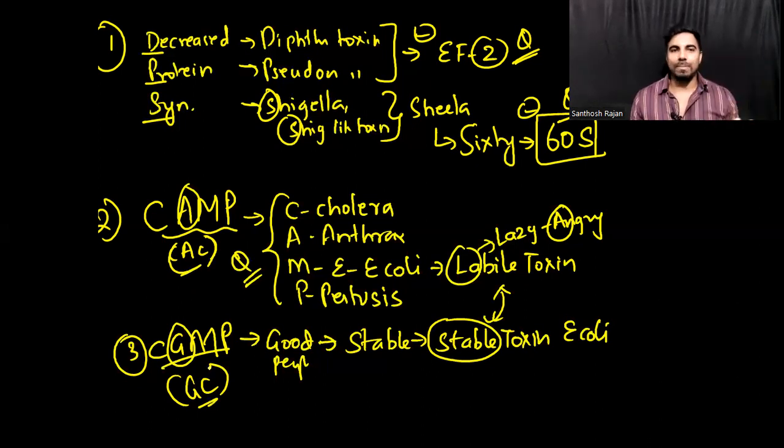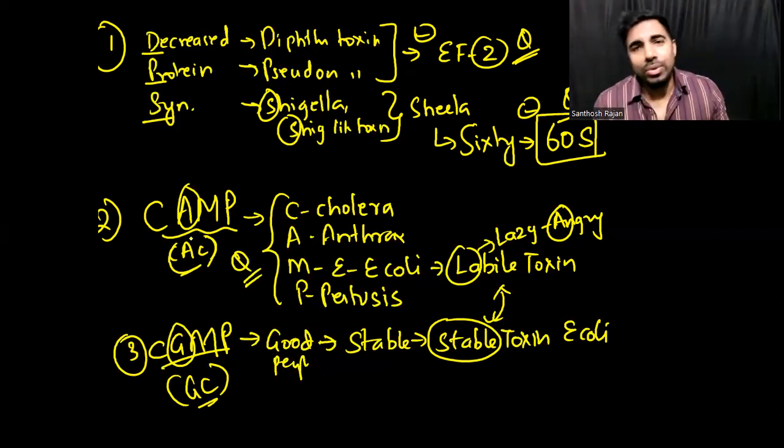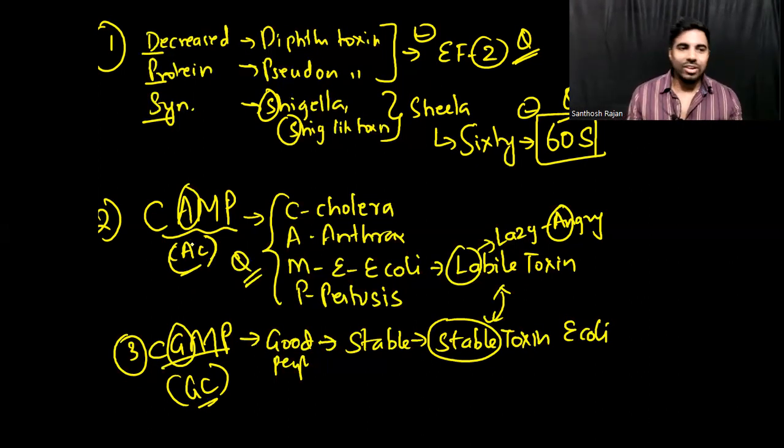Okay, this is the picture. It is a very big topic, I made it so short. So this is the way your exotoxins act. Endotoxin is a different thing. Gram negatives produce a lot of endotoxin. That is a different story. We'll talk later. So please remember this, you must know. You can't miss this.